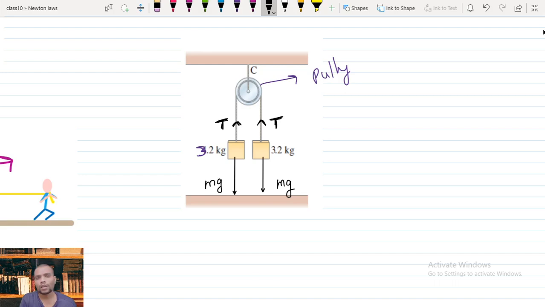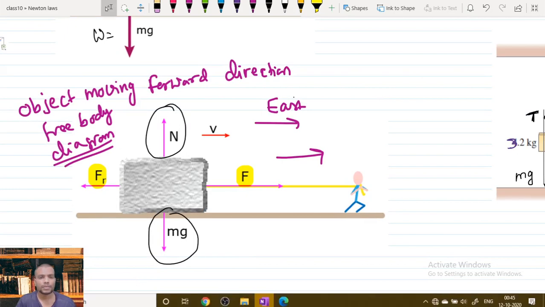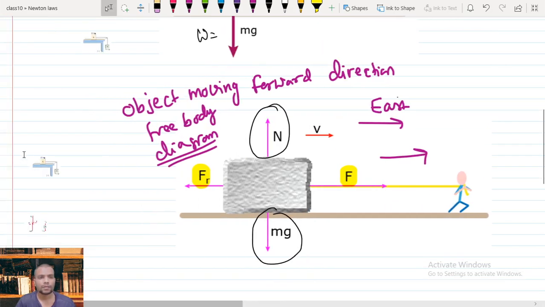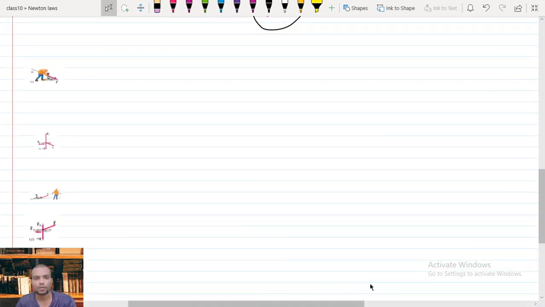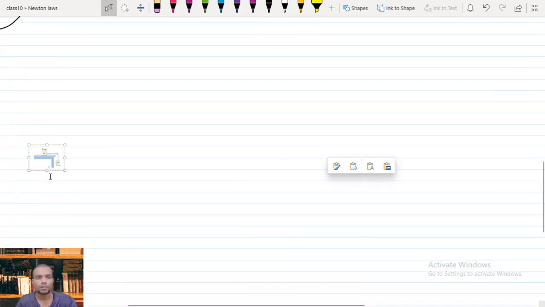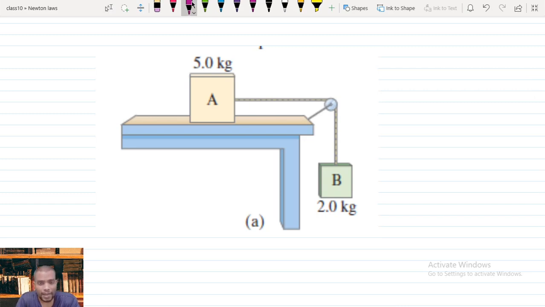So this is all about free body diagrams, which is easy. Let me make it a little more complicated. Suppose I take a case. Now let us try to draw a free body diagram for this given case.